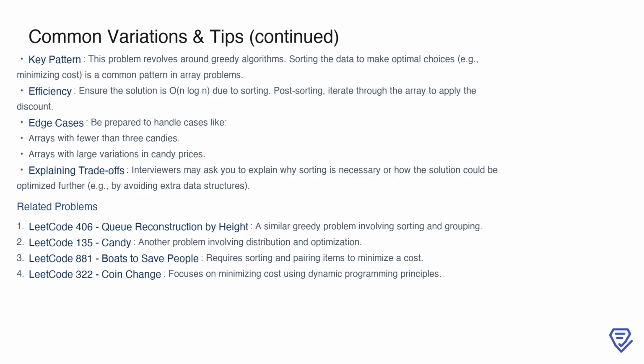apply the discount. Handling edge cases is essential too, like arrays with fewer than 3 candies, or those with very large price variations. Additionally, interviewers might ask you to explain the trade-offs of your approach. For instance, why sorting is necessary, or whether the solution could be optimized further by avoiding additional data structures. Finally, you might find it helpful to explore related problems, such as queue reconstruction by height, which also uses sorting and grouping, or candy and boats to save people, which involve distribution and optimization techniques. These problems share conceptual similarities and can deepen your understanding of greedy strategies.